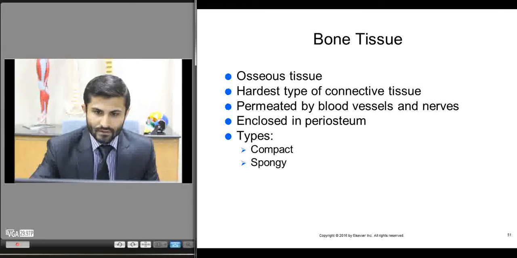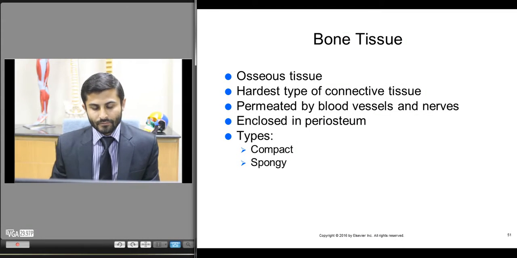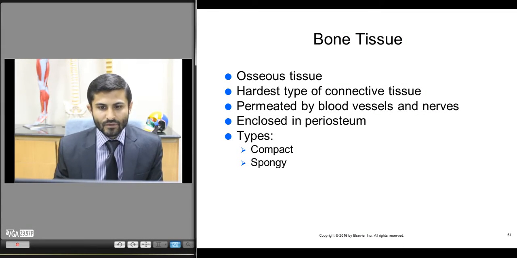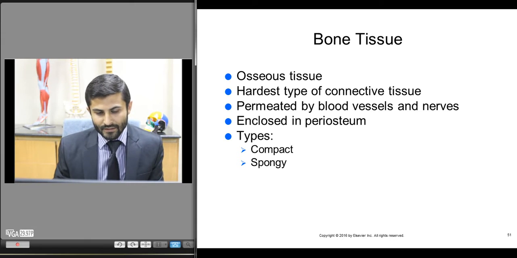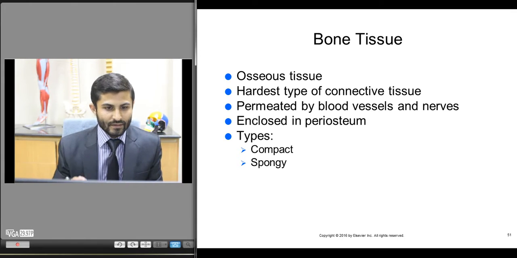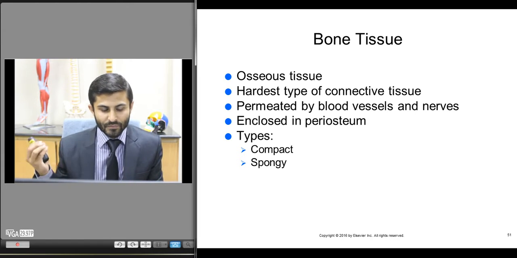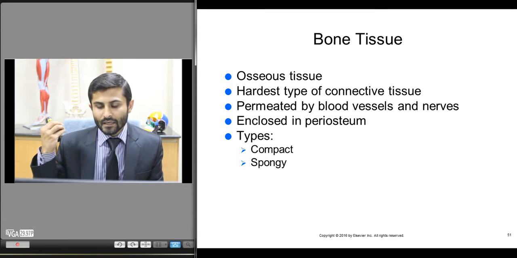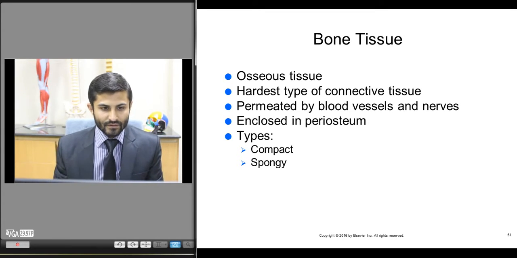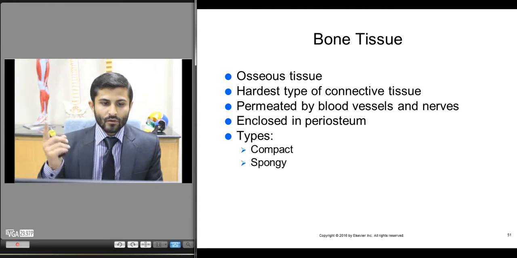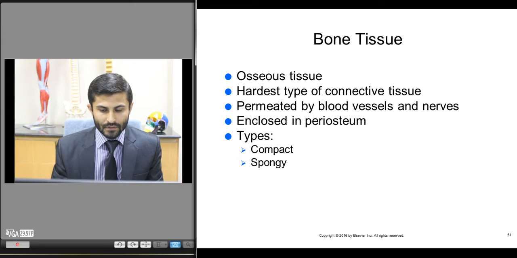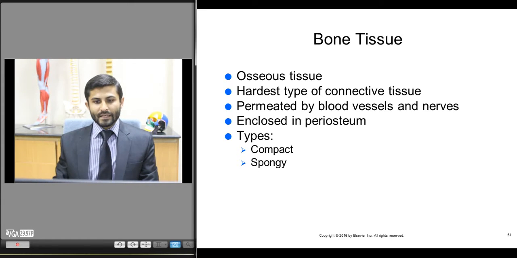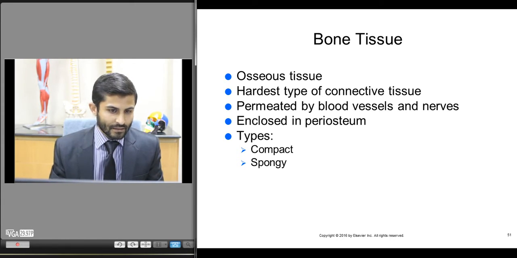The bone tissue is also called the osseous tissue, the hardest type of connective tissue, permeated by blood vessels and nerves. Almost every bone has a nutrient artery that provides the blood and takes away the waste products. And these are pain sensitive because of the presence of the nerves. They are enclosed in periosteum, the outermost layer of the bones. There are types like compact and spongy.